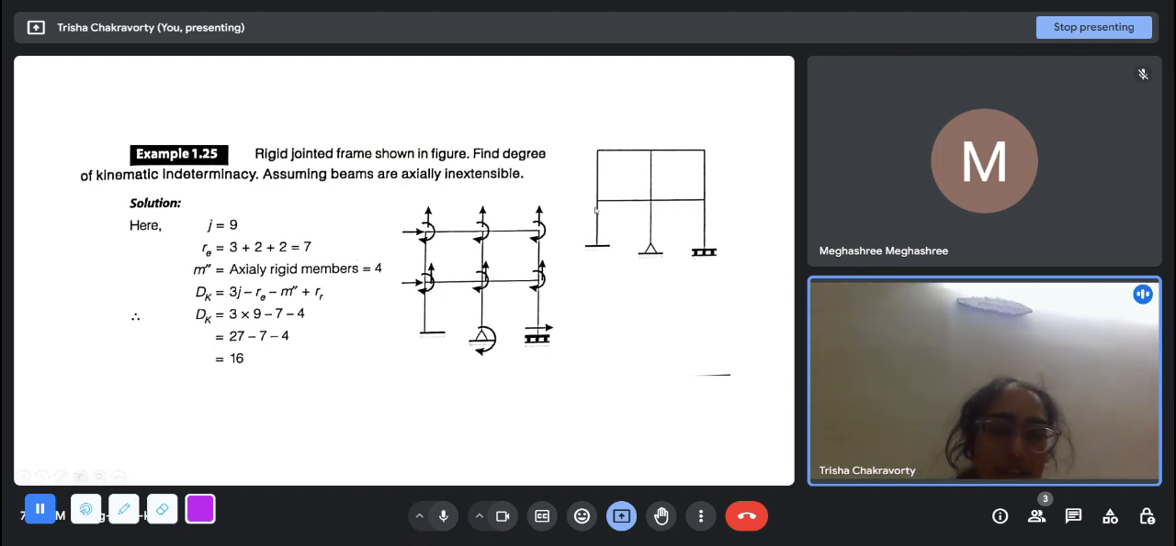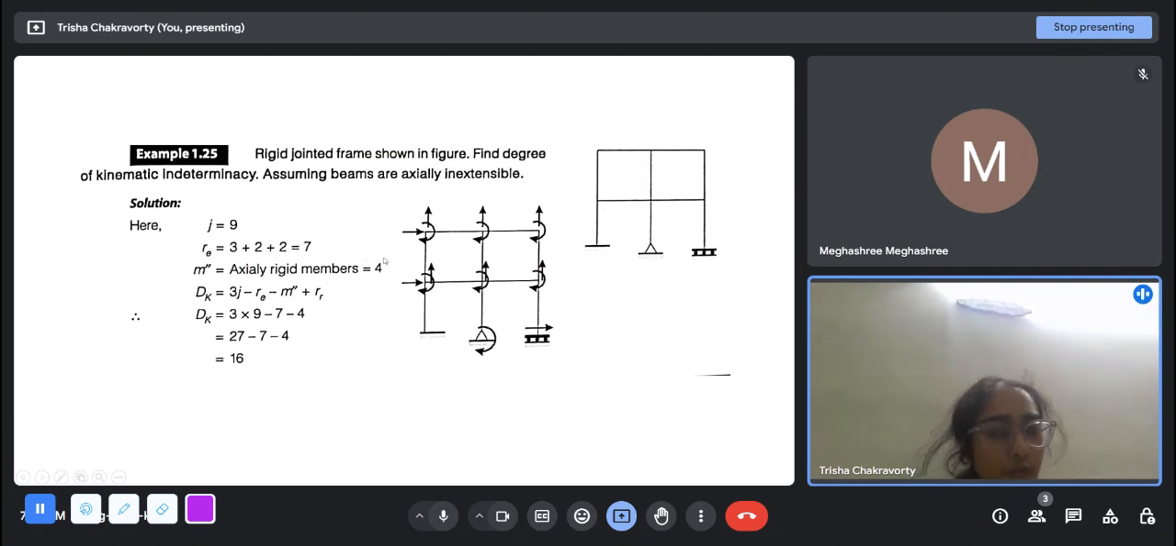How many joints are there? 1, 2, 3, 4, 5, 6, 7, 8, 9. And they are saying that beams are actually inextensible. If you see buildings around you, buildings are held up by beams and columns. So the vertical members are columns and the horizontal members are beams. So if they say beams are inextensible, this means 1, 2, 3, 4, the four horizontal members are actually rigid.